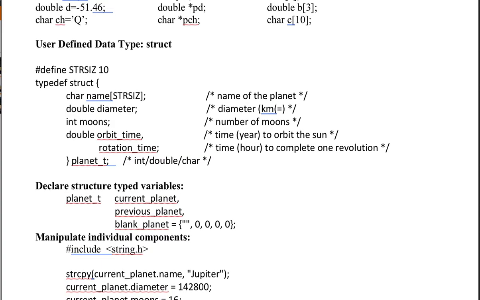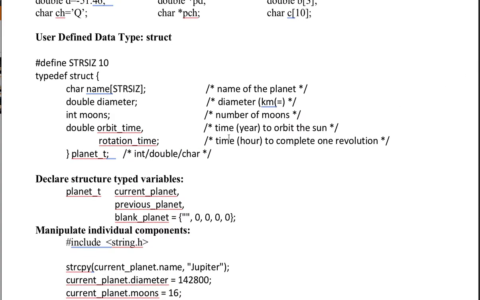basically we are declaring 3 planet_t type variables. Current planet is a variable of this planet_t type. Previous planet, it is a variable of planet type. A blank planet is still a variable of planet type. And also, this blank planet is defined in a little different way. It has the initialization for the variable.